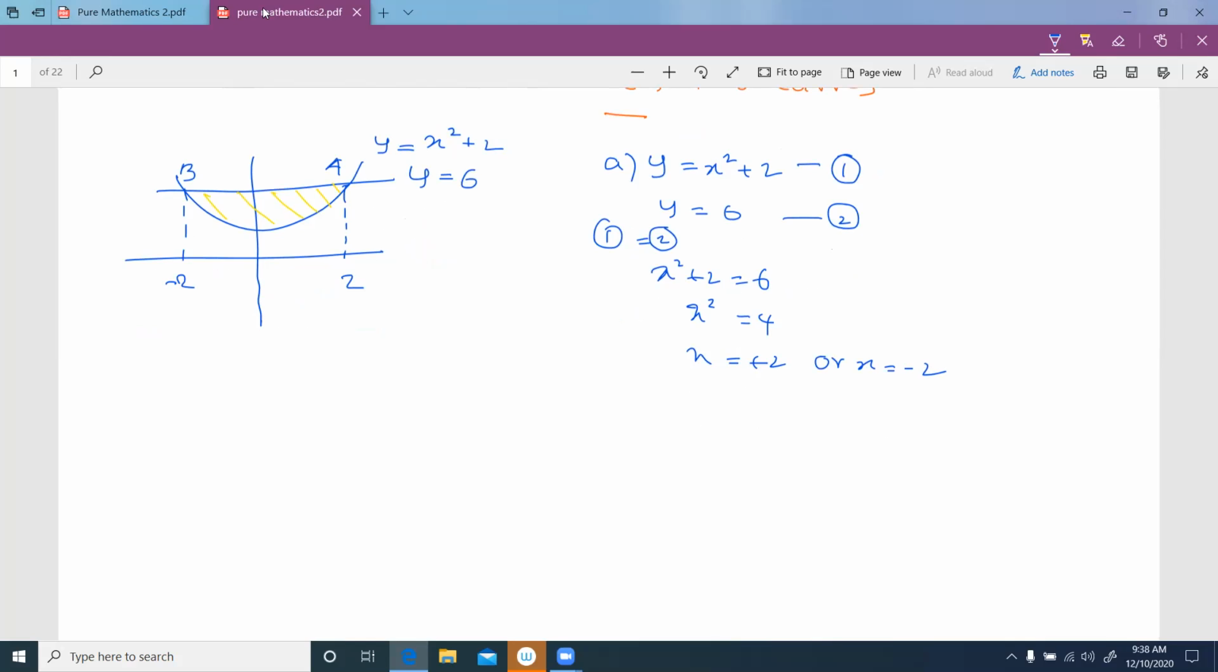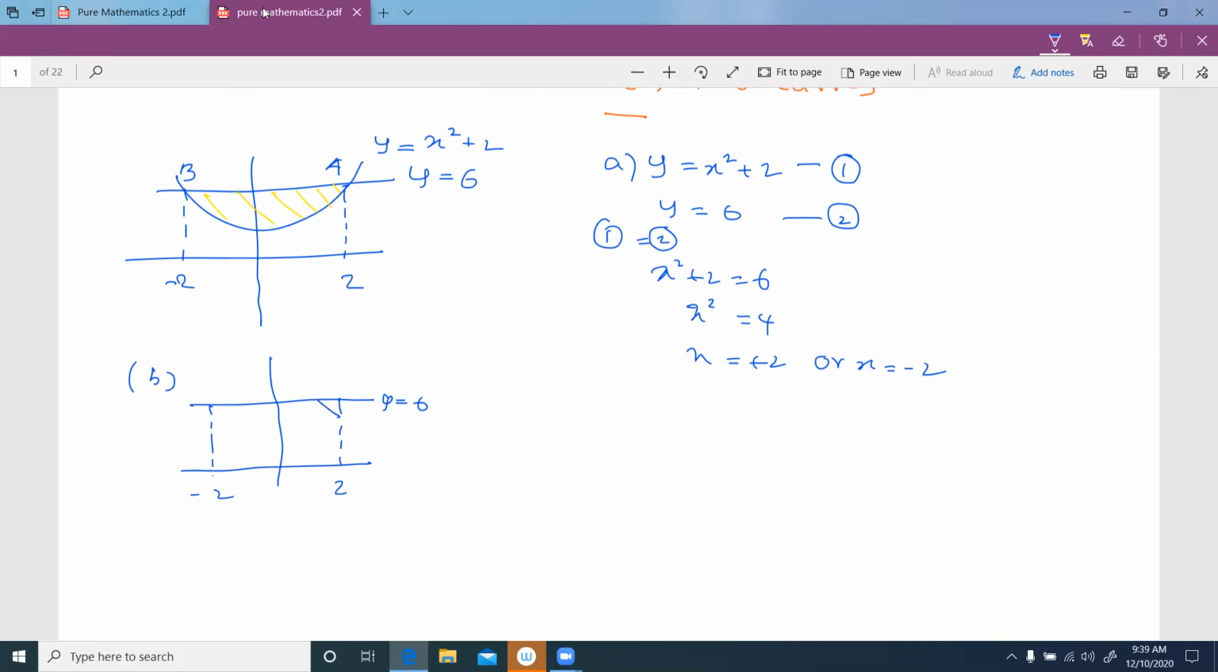Okay, now what you need to know is how to find the area, right? So if you want to get this yellow color area, how can we do it? What you can do is, initially I will get this rectangular area just mentioned over here. That is y equals 6 from minus 2 to plus 2. I will consider this area.